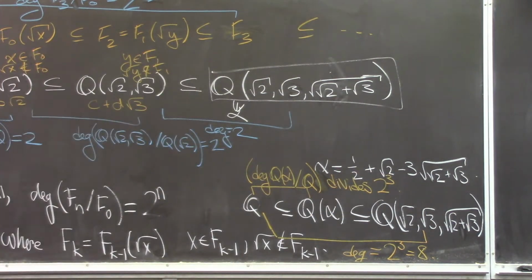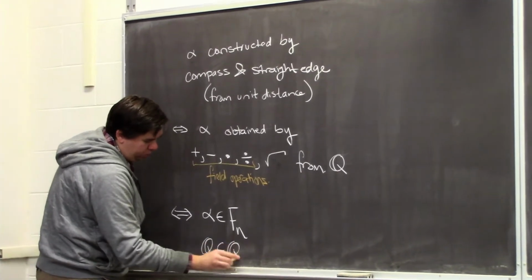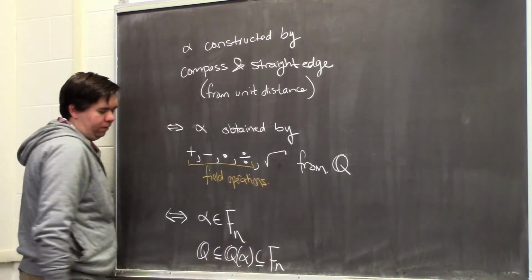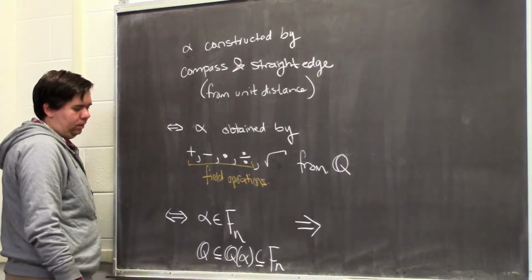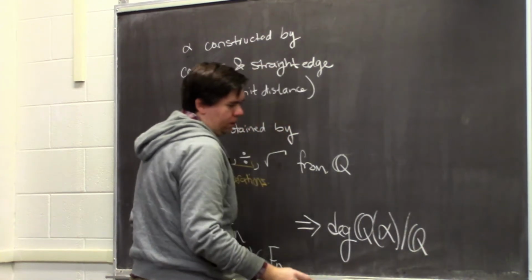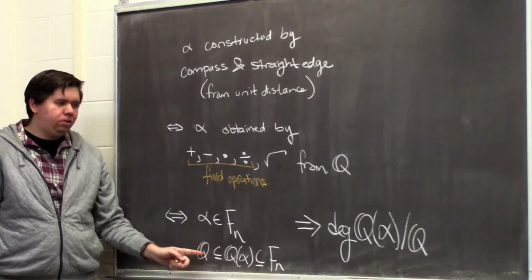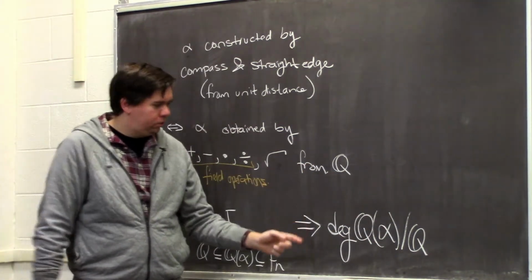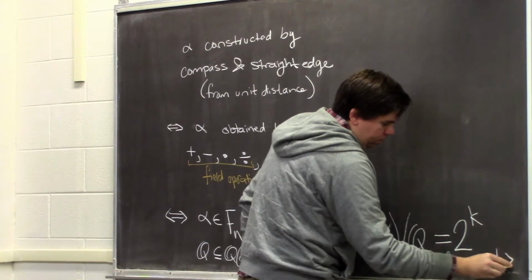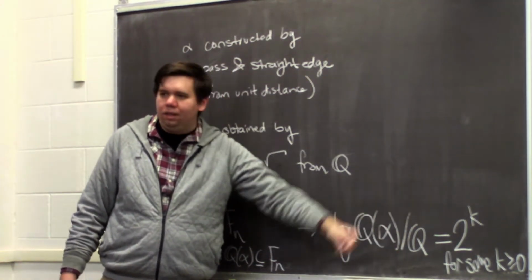And in general, we can say this. Since alpha has to live inside of Fn, you're going to have this construction where Q is a subfield of Q extended by alpha, which is a subfield of Fn, because Q is a subfield of Fn and alpha is inside of Fn. That implies that the degree of Q extended by alpha over Q must divide the degree of Fn over Q. The degree of Fn over Q is 2 to the n, so this must divide 2 to the n. So it must itself be 2 to the k for some k greater than or equal to 0. It could be 1, it could be 2, it could be 4. Whatever it is, the degree of Q extended by alpha over Q is 2 to the k.